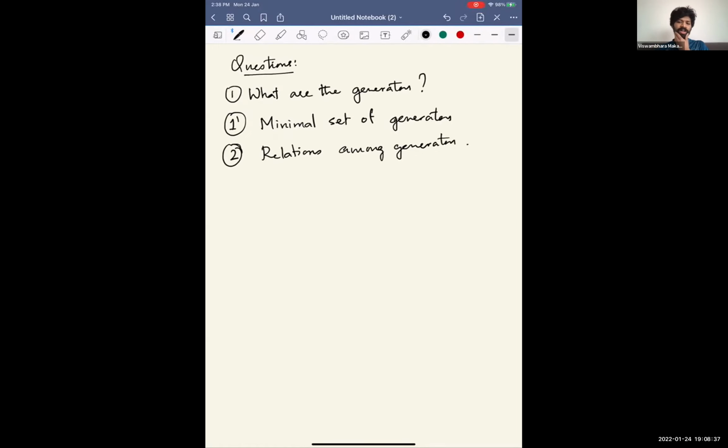And the question is, why do you ask these things? Because you want to understand what this invariant ring is. And how do you understand a ring? Well, the way to understand a ring in the most naive form possible is generators and relations. So that's what they were trying to do.